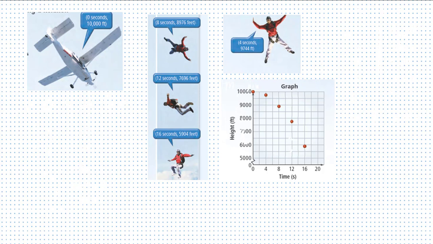the pairs again represented at 0 seconds. Remember, we had 10,000, so 0, 10,000, that's this one. Then we had 4, 9,744, that's this one. Then we had 8, which is going to be at 8,976. That's that one. Then we had at 12, we have 7,696 is the height. And then finally at 16 seconds, we had 5,904, which is this one. So we have a graph of that height and the time that it's taking as we go.